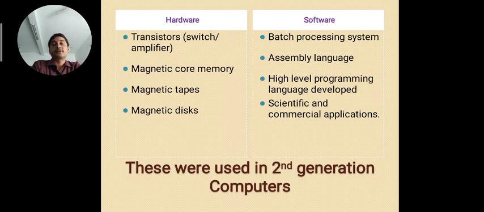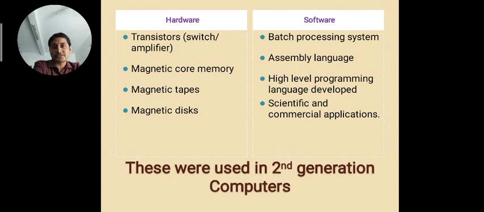Then magnetic drum was replaced by magnetic core memory, and tape devices were replaced by magnetic tape, and magnetic discs were also invented to store memory. Magnetic tape and magnetic disc were used to store memory permanently, like secondary storage. Magnetic core memory was the main memory, just like our RAM. Nowadays we know it as RAM.